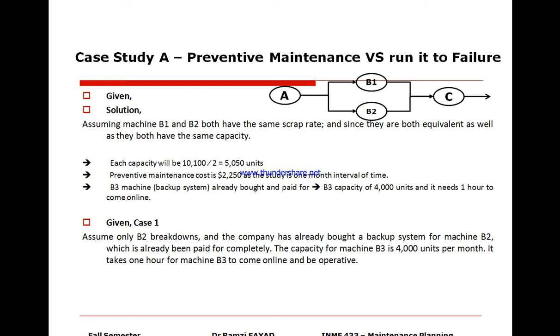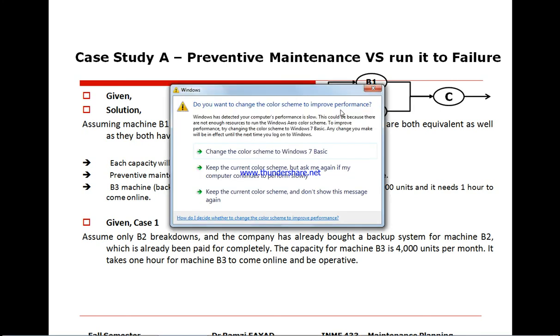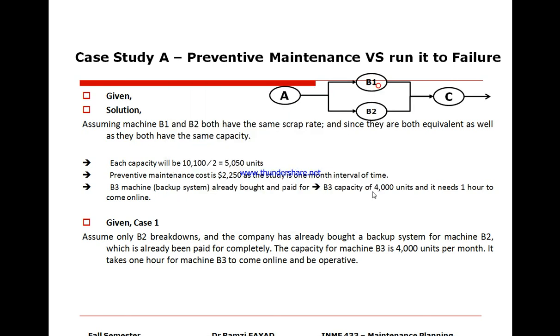We also presume that we have a machine B3, which is a backup system, which we already bought and paid for, so we don't need to consider whether to pay monthly installments. We have the system, its capacity is 4,000 units, and it needs 1 hour to come online. Okay, so we're going to start with case study 1.